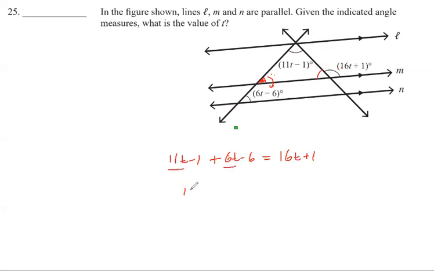So you will get 17t minus 7 equals 16t plus 1. Subtract 16t from both sides and then add 7 to both sides. So you get t as 8, and that is the answer. It wasn't too challenging for number 25, to be honest. It's just angle relations in parallel lines.